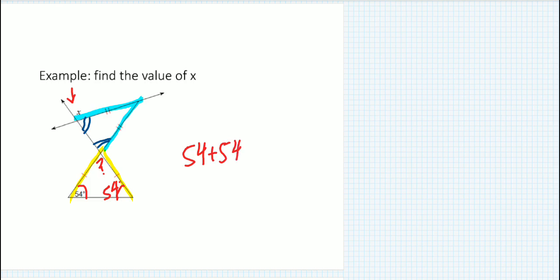And I'm not going to call that one x because we already have x there. So let's just call it a different letter. It doesn't really matter. You just have to stay organized. So let's call it y. So plus y is equal to 180.